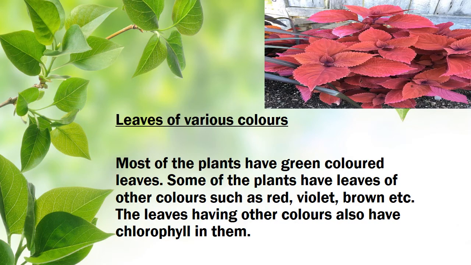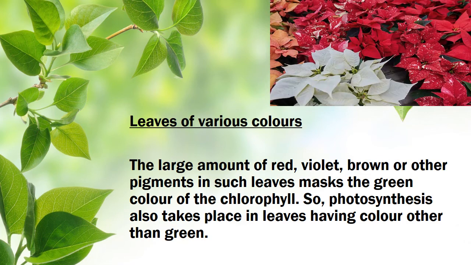Leaves of various colors. Most of the plants have green colored leaves. Some of the plants have leaves of other colors such as red, violet, brown, etc. The leaves having other colors also have chlorophyll in them. The large amount of red, violet, brown or other pigments in such leaves mask the green color of the chlorophyll. So, photosynthesis also takes place in leaves having color other than green.